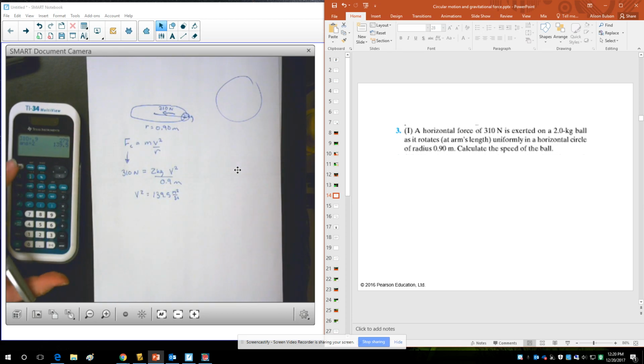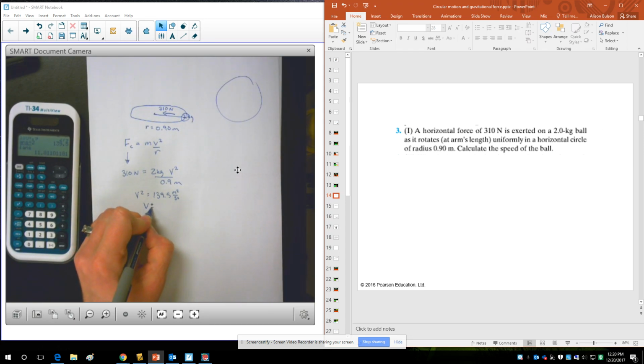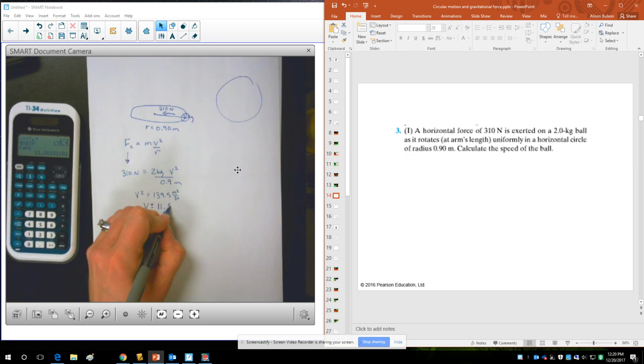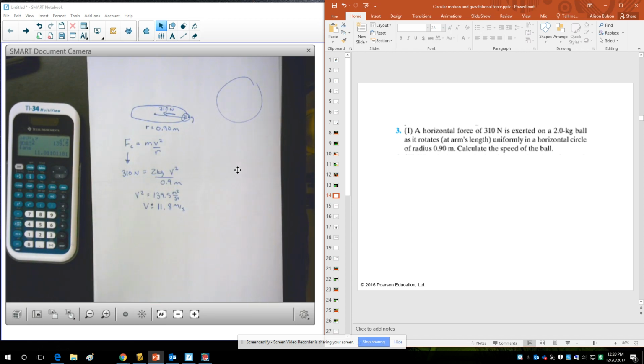We take the square root. I'm not sure where the square root button is on my calculator. There it is. Of the answer, and we find that the velocity is plus or minus 11.8 meters per second. Plus or minus, it can be in either direction, and the direction doesn't really matter because we know that it's centripetal in nature.